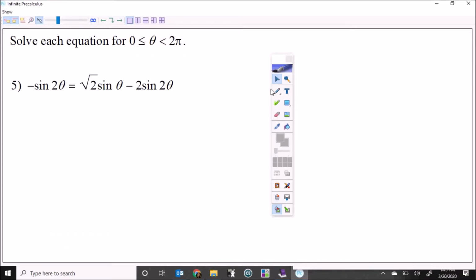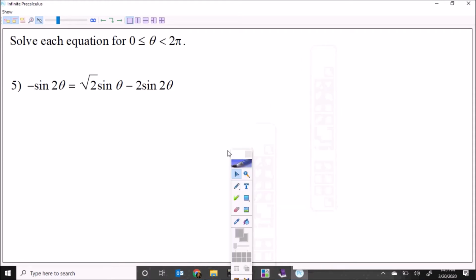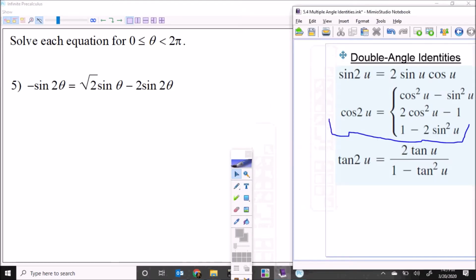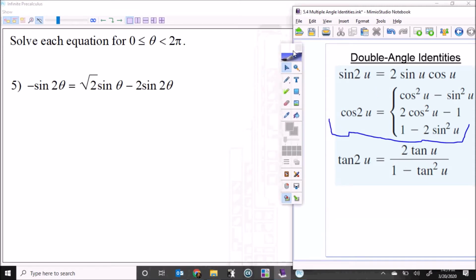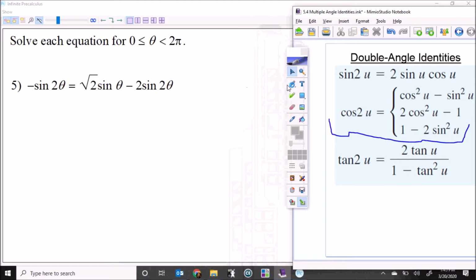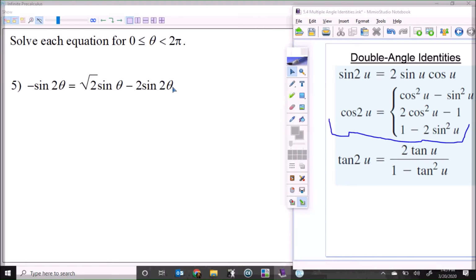Solve each equation. Okay, so before I go about using an identity, which we are going to do, I'm going to move my identities back there. Before I actually apply my identity, I'm going to use a little bit of algebra. Notice that I have a sine 2 theta and then another sine 2 theta. Well, before I do anything, I want to combine those two together. So I'm going to add sine 2 theta to both sides.